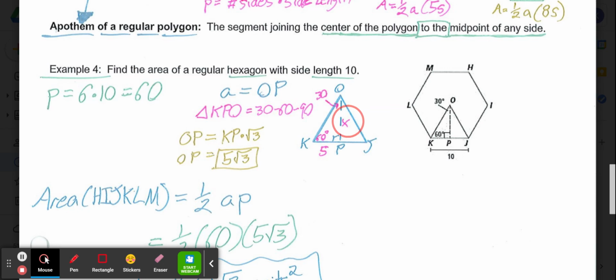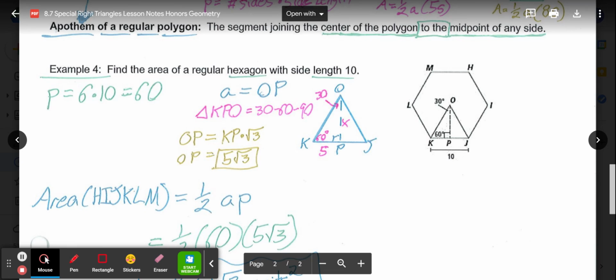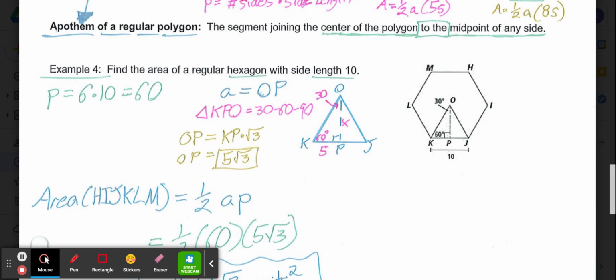Using my 30, 60, 90 triangle rule, I can find the distance of my apothem, OP, by taking my shorter leg and multiplying it by the square root of 3. So OP, the apothem, is 5 square roots of 3. Then the perimeter of this hexagon. Well, hexagons have 6 sides. It's regular. So our perimeter would just be 6 multiplied by the side length of 10. So our perimeter is 60 units.